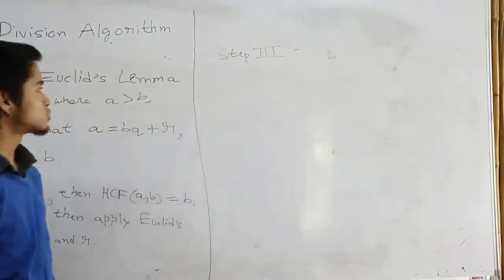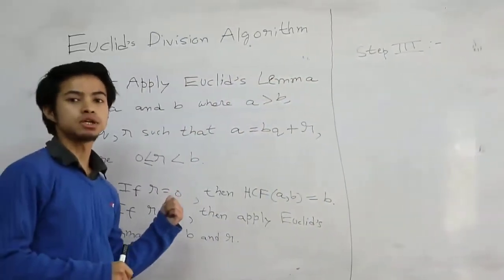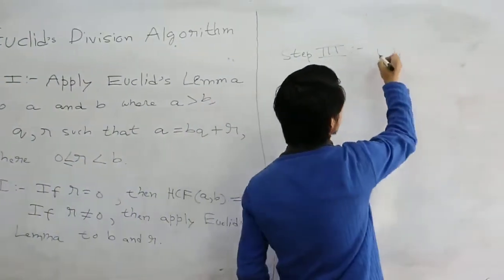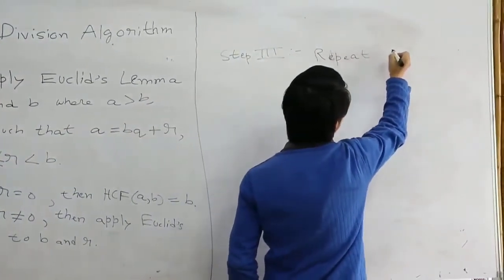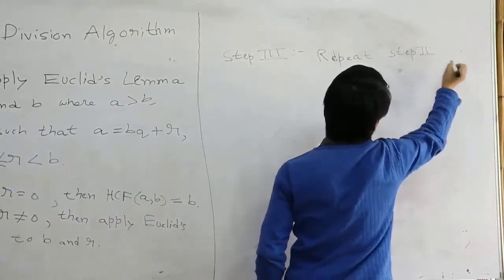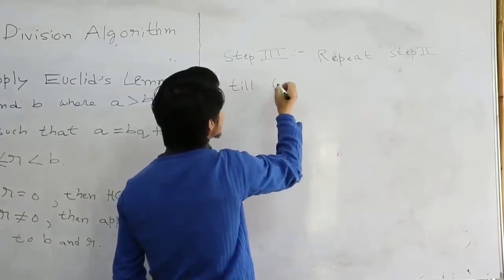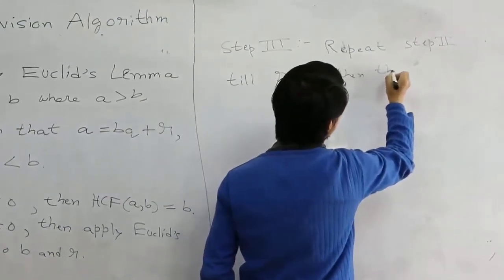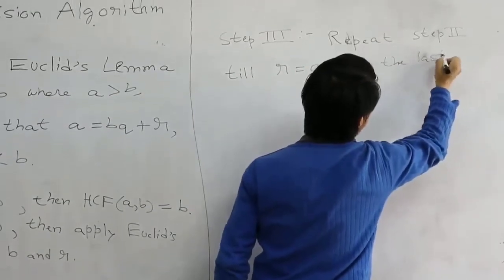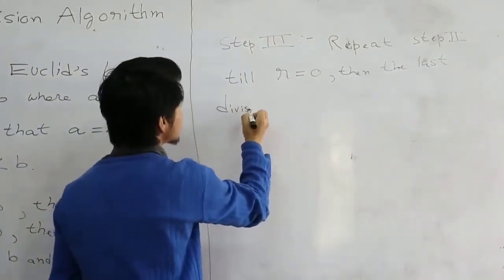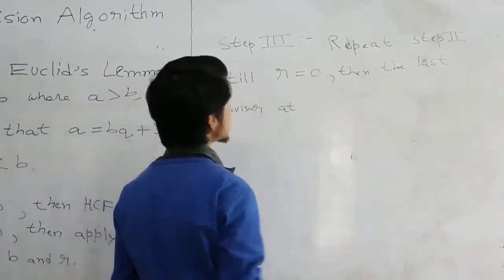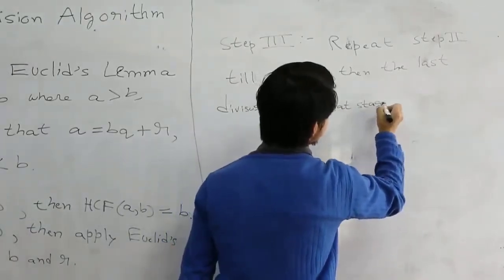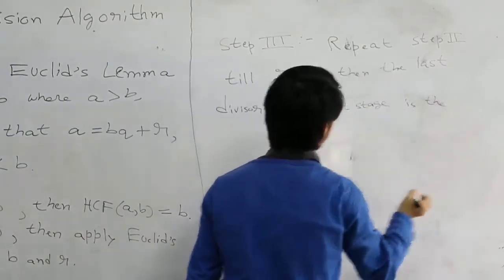Now we move on to step 3. In step 3, we just have to repeat the process until we get the remainder to be 0. Then the last divisor at that stage will be the required HCF. So in step 3, we just repeat step 2 till r is equal to 0. Then the last divisor, or the divisor at that stage, is the required HCF.